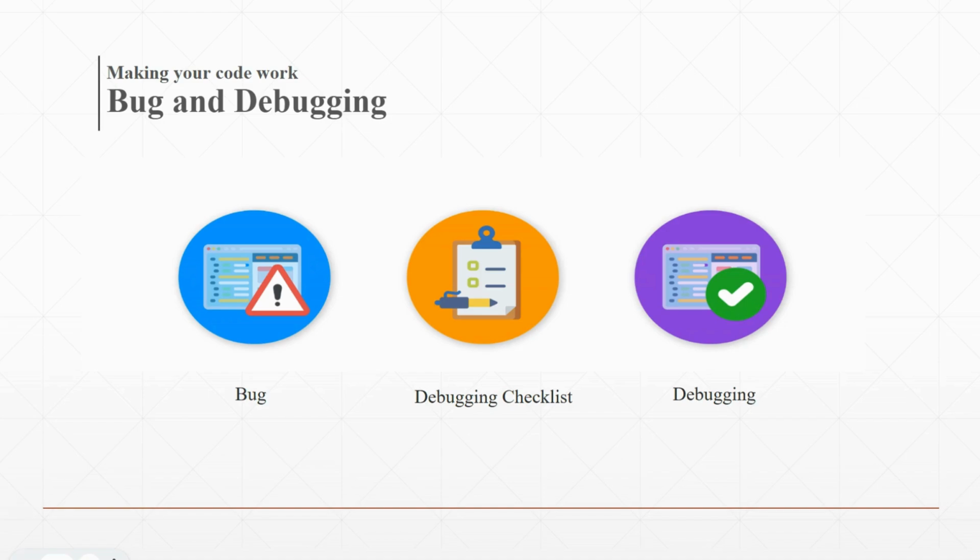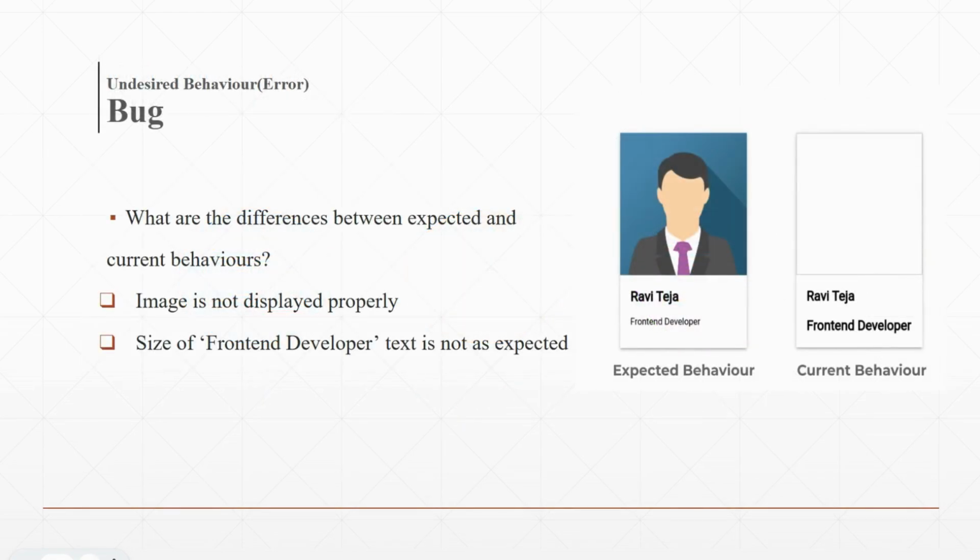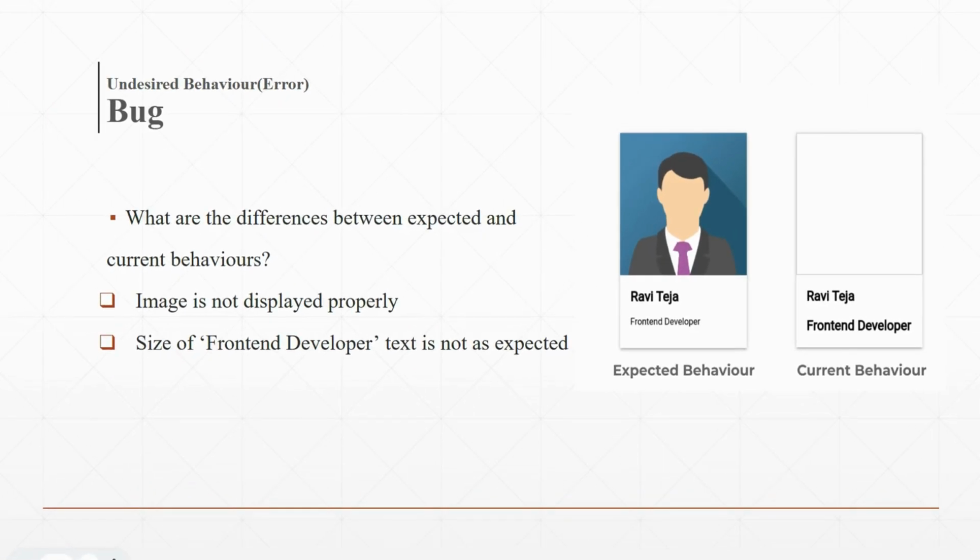So what are bugs? You want a desired output, right? You want a website or some part of the website to look a certain way. If it does not meet the expectations, if it does not meet the desired outcome, it's nothing but a bug. You have something expected, but with the code that you have written, you did not get the expected output. That means that your code has a bug.